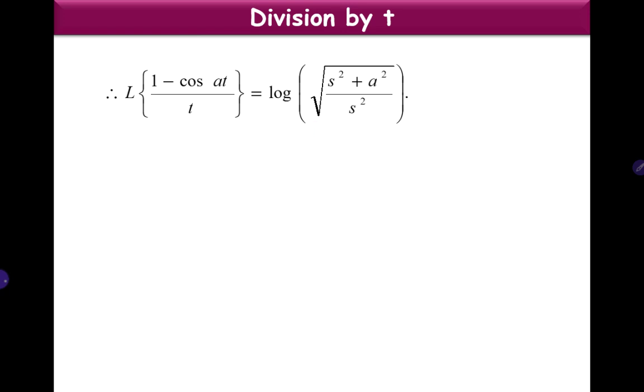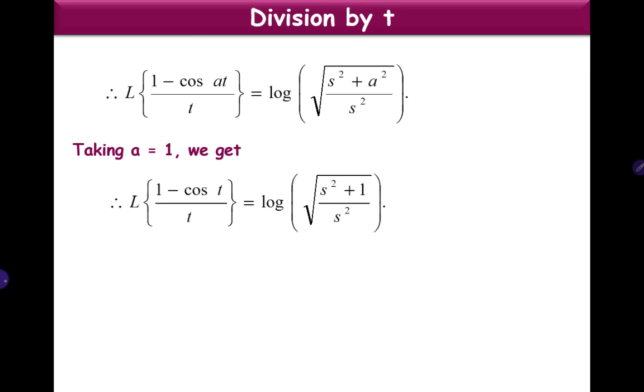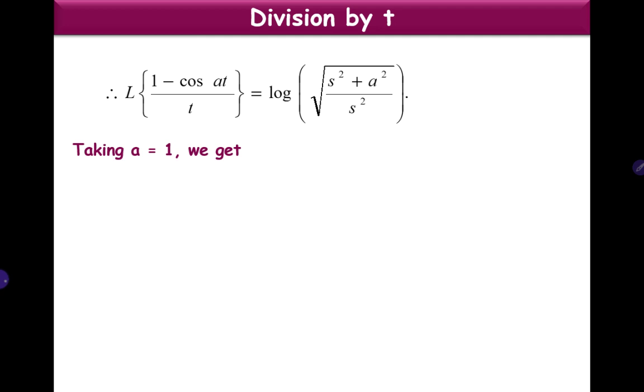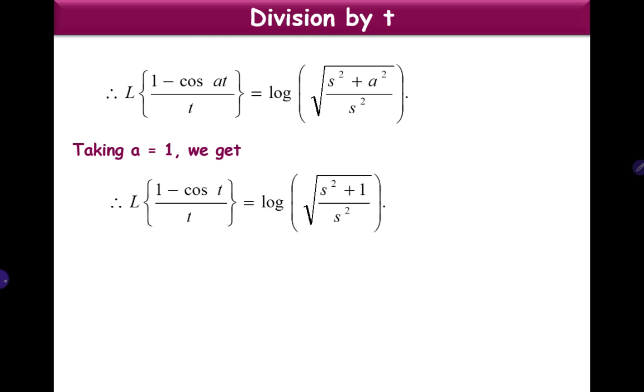Okay. Now let us see what happens when a is equal to 1 in this equation. If we put a equal to 1, then we get Laplace transform of (1 minus cos t) by t is equal to log of square root of (s square plus 1) by s square. So we use this Laplace transform in the next problem.